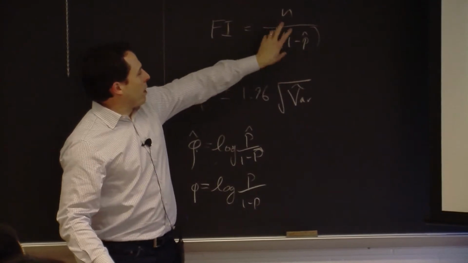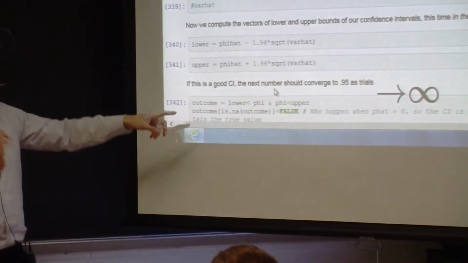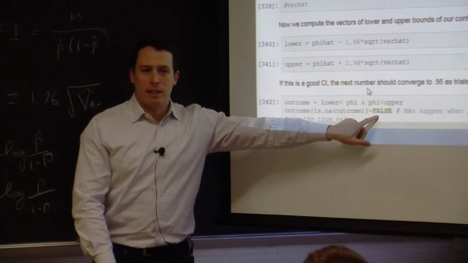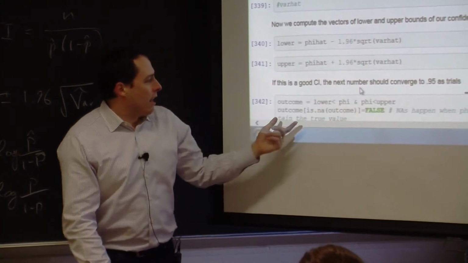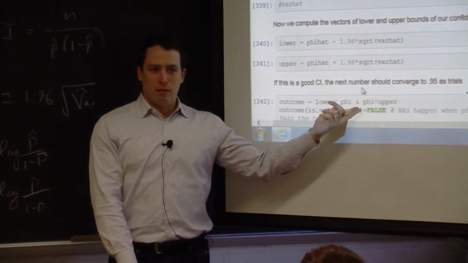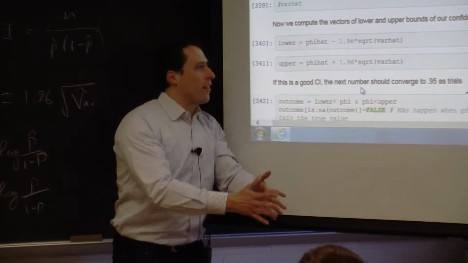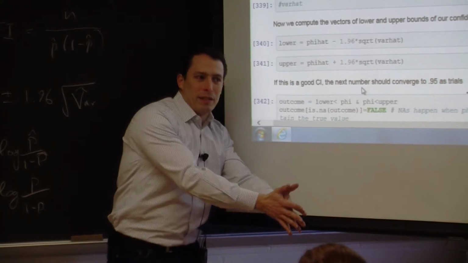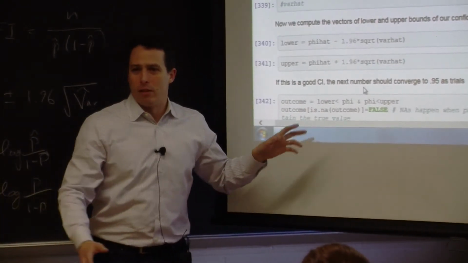Whenever that not a number happens, it's because that particular trial had 0 successes. And so I'm just setting this to false, or not in the interval, whenever there were 0 successes, because then the variance is 0 and the confidence interval is degenerate and doesn't contain the true value, unless the true value of p happened to be 0.